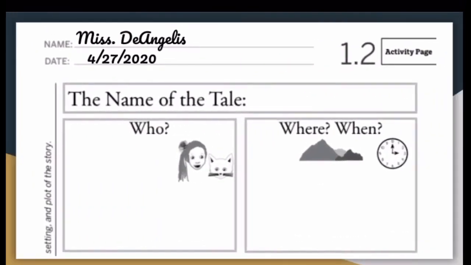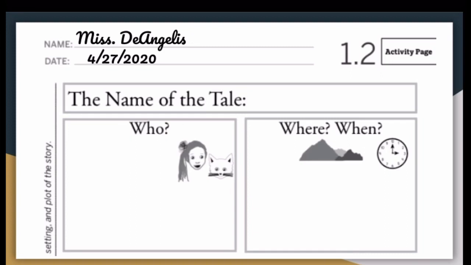Now we're going to break down the story we just read. You need to write your name and date on the top of your paper, just like I did. I know on this paper there are not any lines, but you need to do your best to write neatly in the boxes. So the first is the name of the tale.